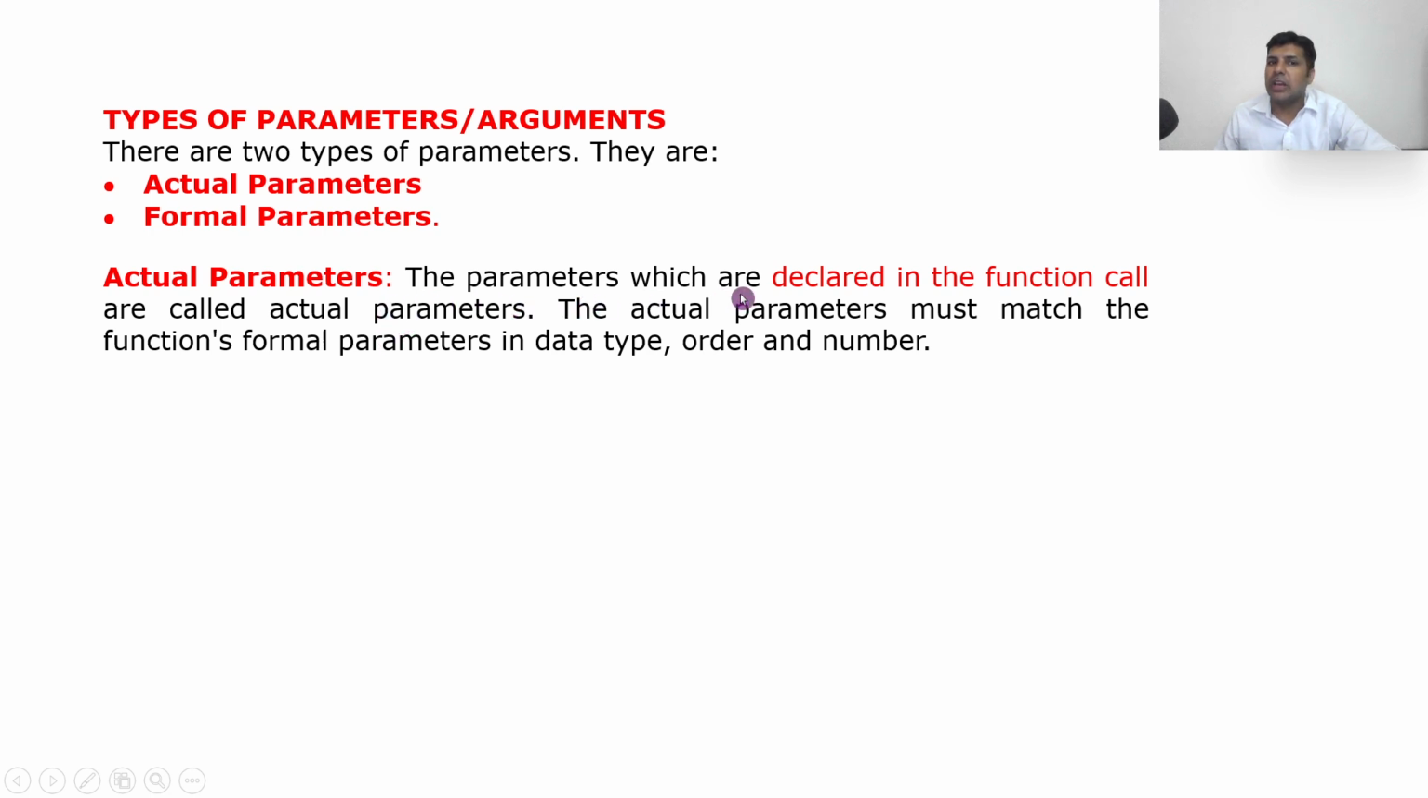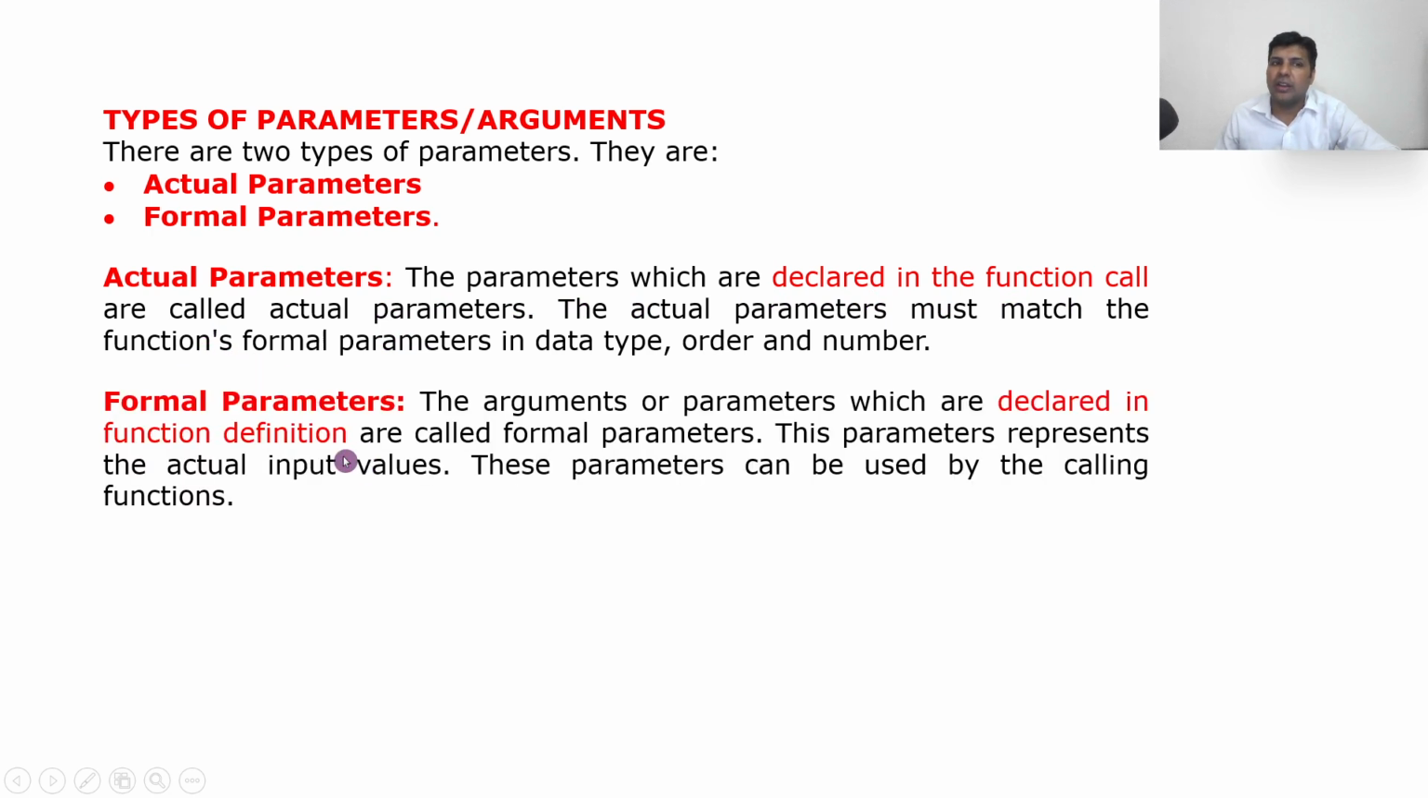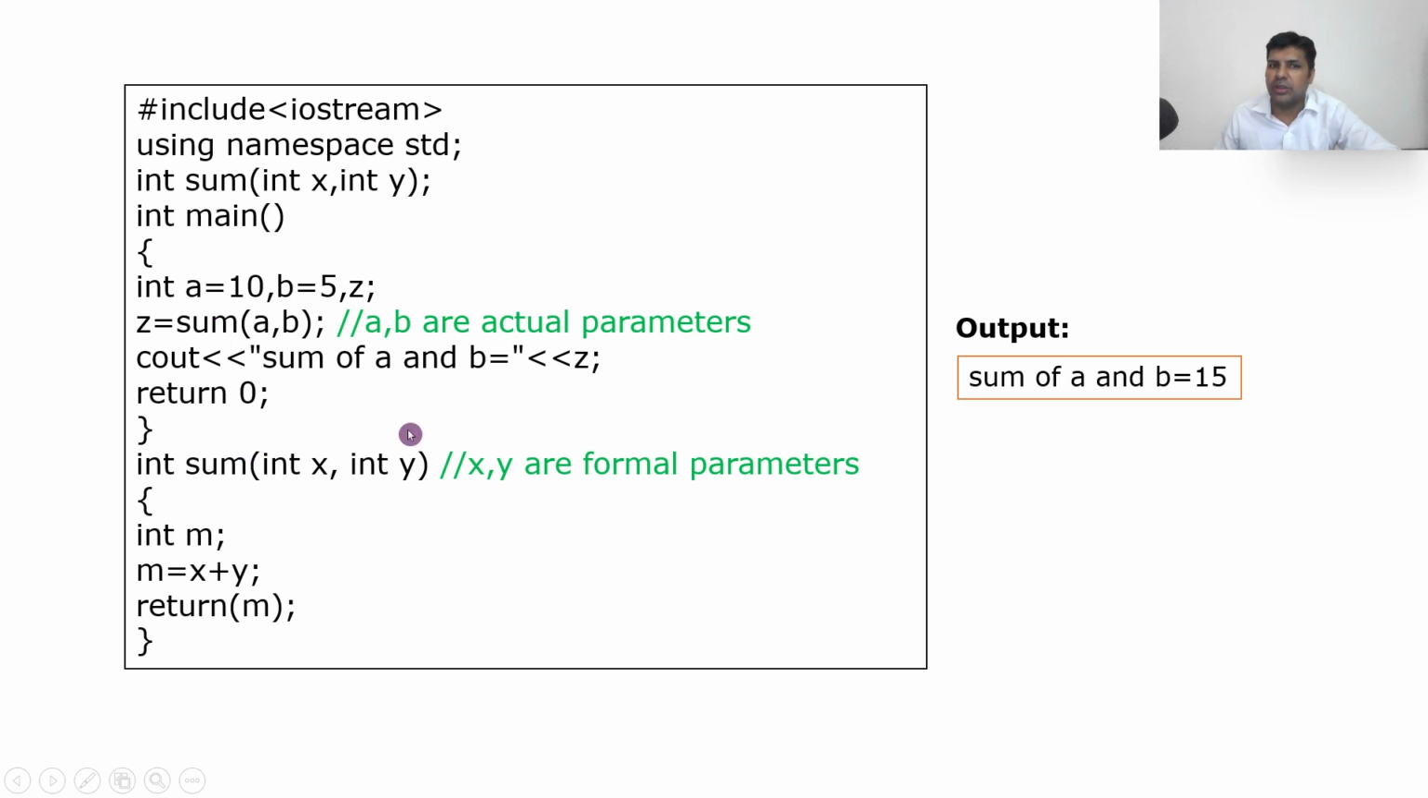So actual parameters are those which are declared in the function call, right? So what we declare in the function call are called actual parameters, and the formal parameters are what we declare in the function definition. Okay, for example you can see here, a and b are actual parameters and x and y are formal parameters. So in the previous program also we had m, right, and we had x. So m value is stored in x. Here a value will be stored in x, b value will be stored in y, right?